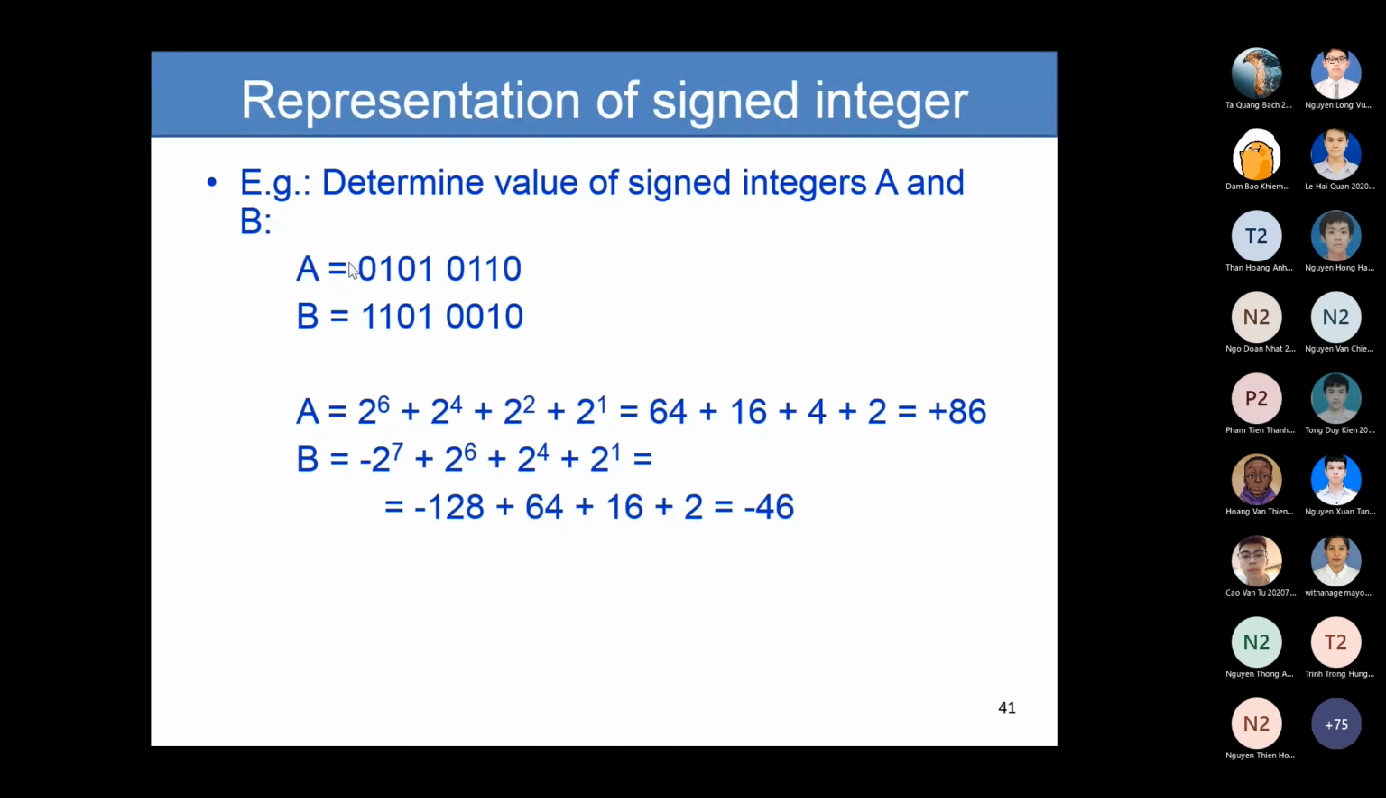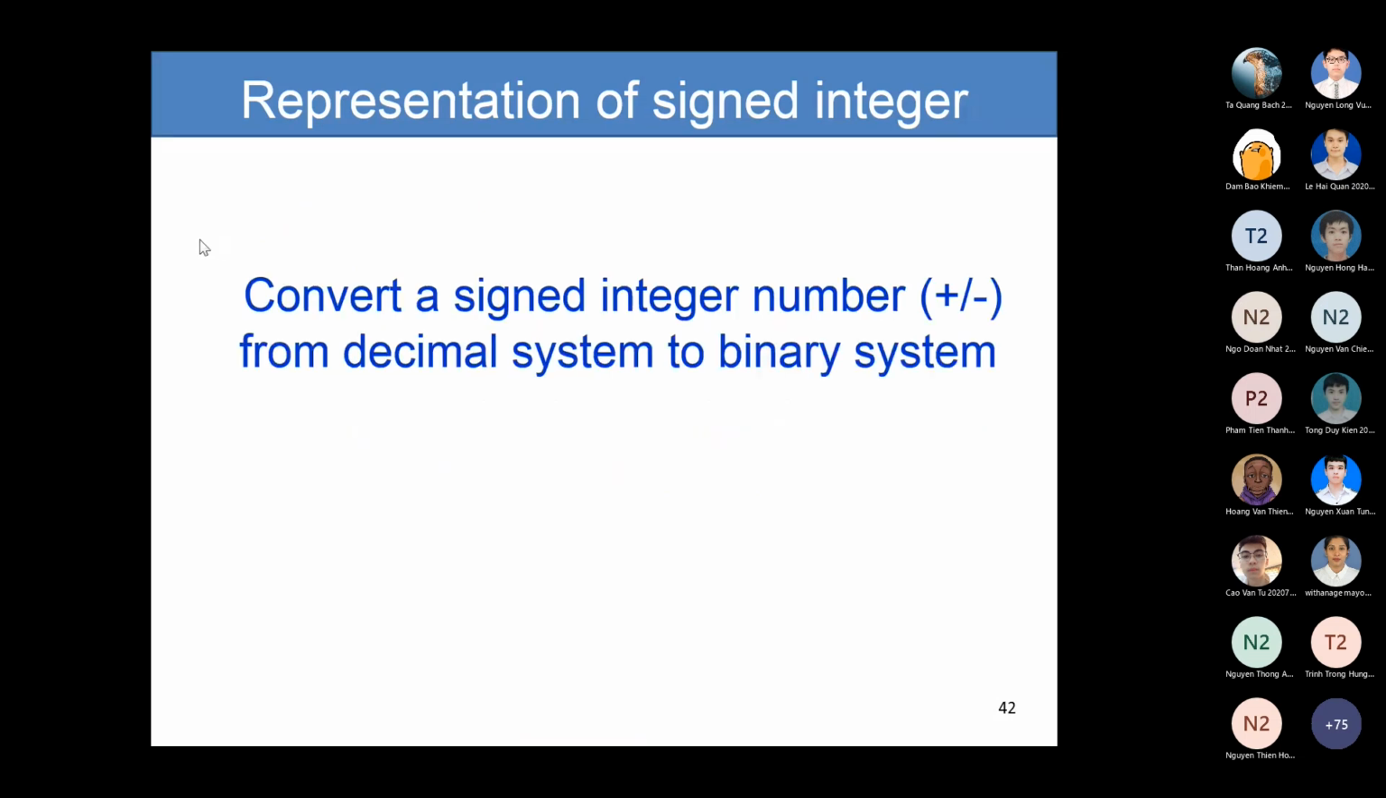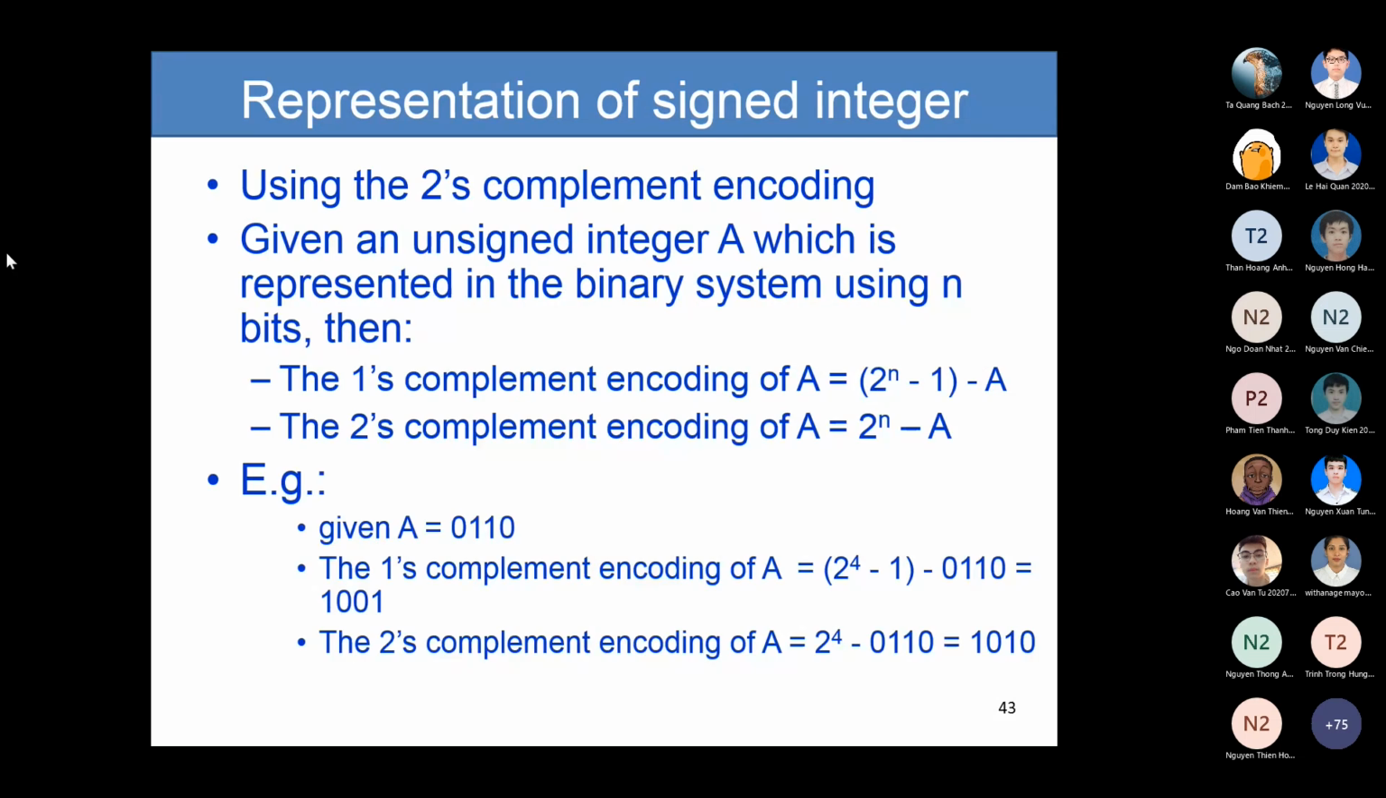And the question is, given a signed integer, how can we find the representation? Given a signed number, maybe positive, maybe negative, how can we represent it in the computer, right? The answer is that we use the two's complement encoding, and this slide shows how to find the two's complement encoding.